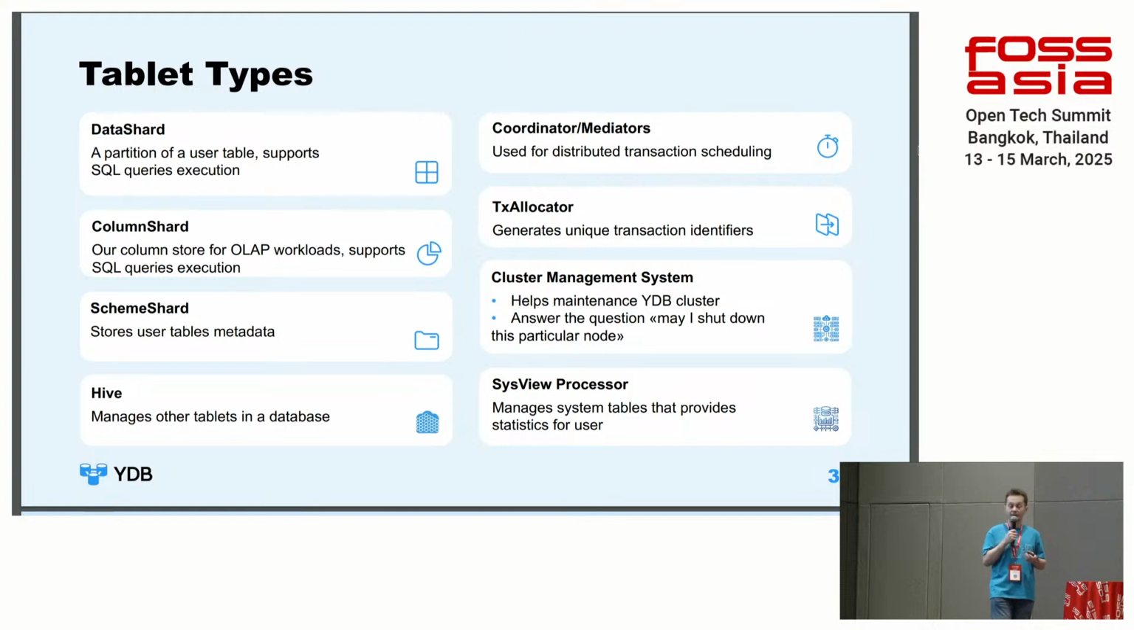And finally, let me briefly describe again some tablet types. So data shard, I mentioned it a lot today. It's a row store. It's ACID, it supports SQL transactions. Transactions are serializable. We have columnar store. It's used for analytical workloads. We have scheme shard. Scheme shard is used to store scheme metadata of your tables. We have a very special system tablet called Hive. Hive is responsible for starting all the tablets and for balancing the cluster.